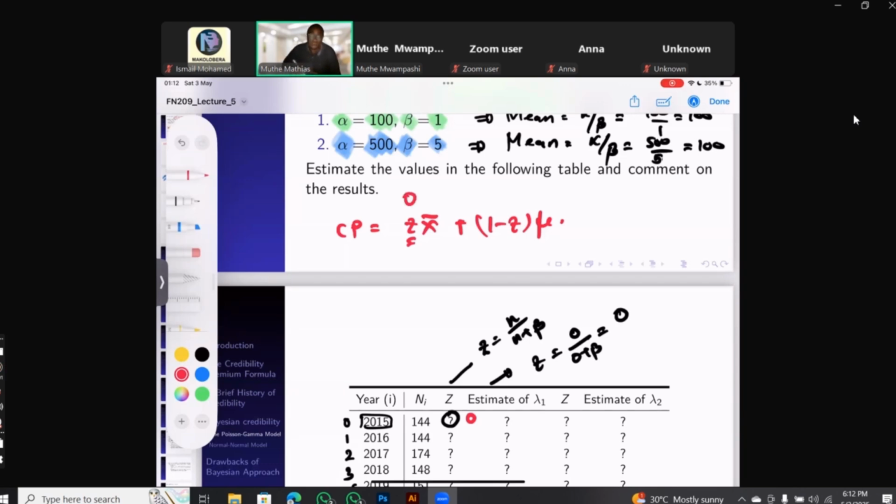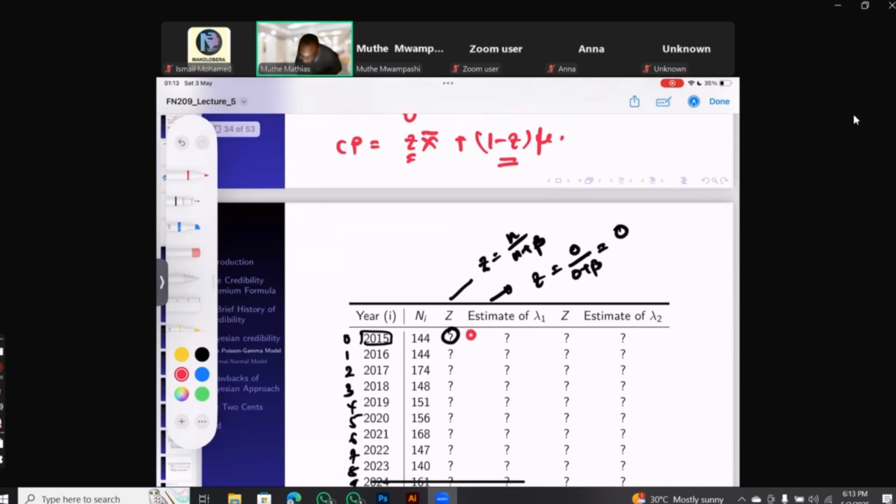Why? No data means that we have to put all the trust in this part here, meaning that 1 minus 0 will be 1. So we are putting all the trust in the collateral. Why? Because we don't have data. It's just the starting point. So now you have here 0, and your Z in this part will be equal to 1.